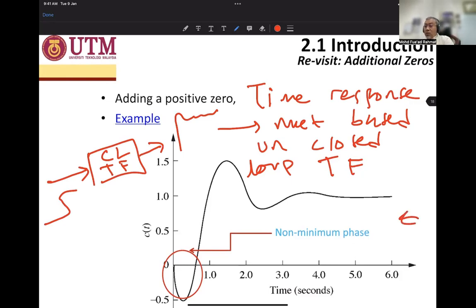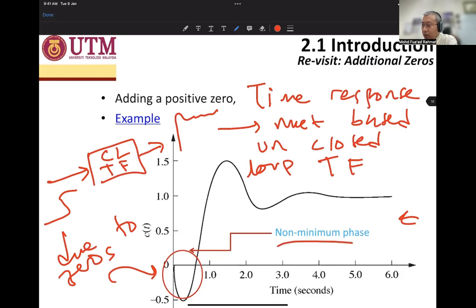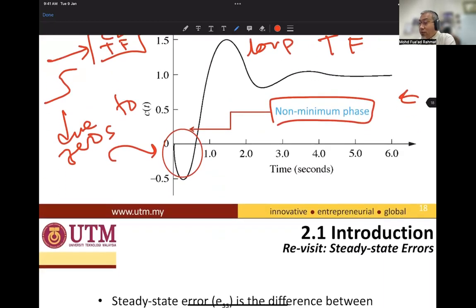But this one, due to the zeros, you can see that the response goes down a little bit, and then it goes up after that, and will give the expected time response of the second order system. So this one we call a non-minimum phase case.